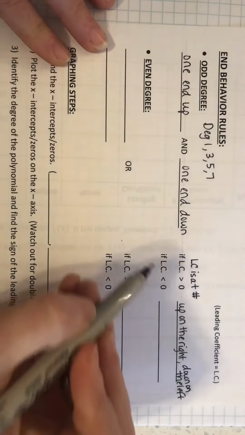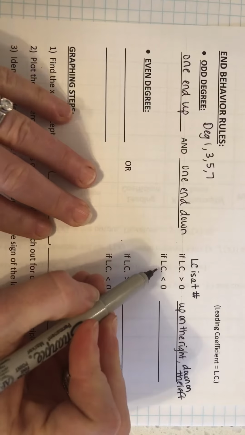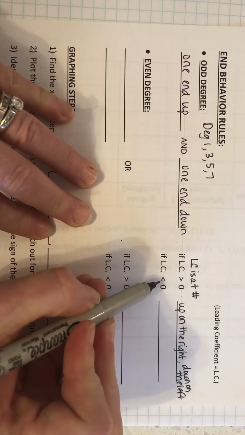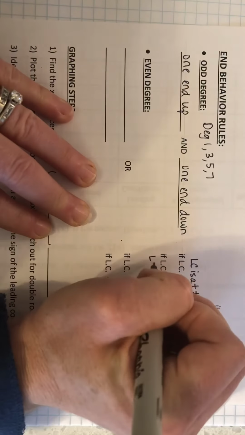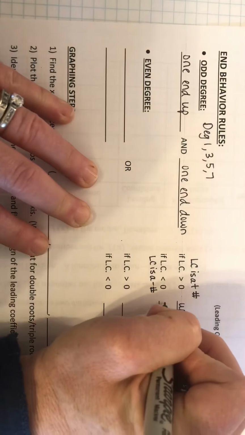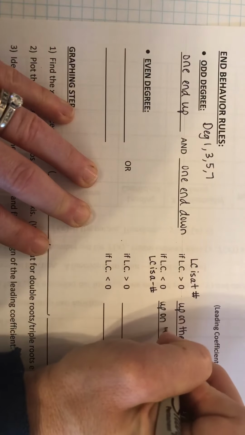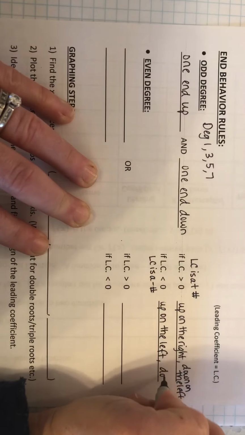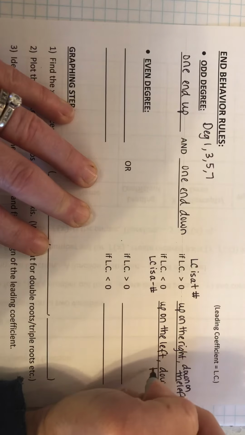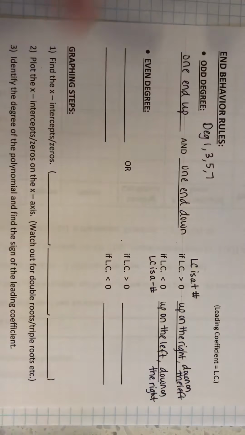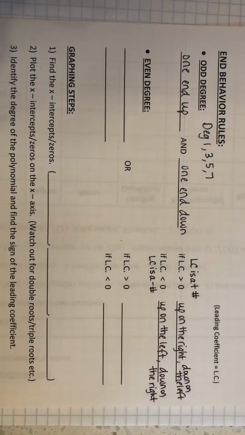All right, but what if the leading coefficient, the number in front of that term that had the highest exponent and variable, is a number that's less than 0? So what if the leading coefficient is a negative number? If the leading coefficient is a negative number, then it's going to be up on the left, the negative side of the graph, and down on the right. Okay, and that's how odd degree polynomial graphs are going to be.